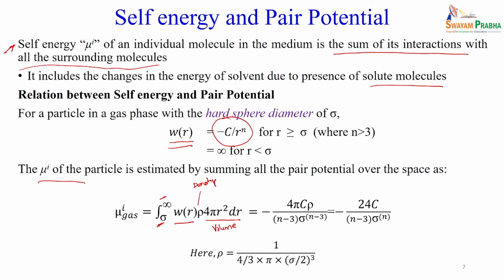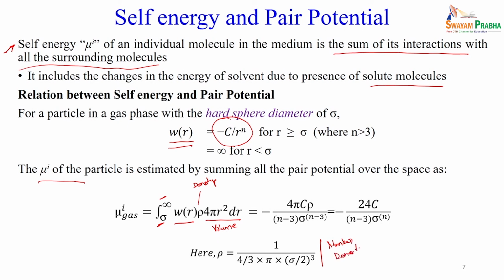4 pi r squared dr is the volume, the density, and this. So, if you integrate, it means we are going to sum up all the interactions from distance sigma to infinity. After integration, it will come out to be 4 pi C rho upon (n minus 3) sigma to the power n minus 3. Now, rho, as I told, is the number density.